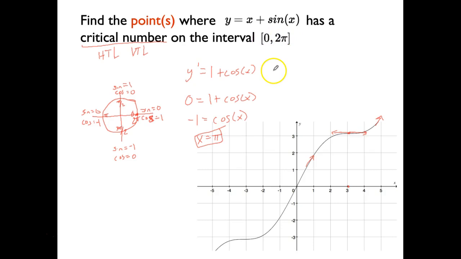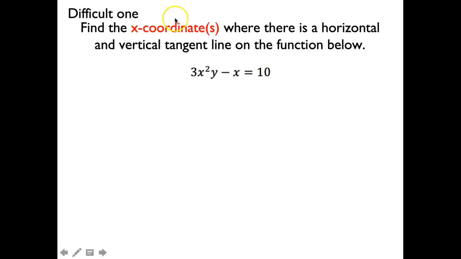Okay, I got one more for you guys. Find the x-coordinates where, and I outlined x-coordinates, where the horizontal and vertical tangent lines are on the function below, okay? Let's just start this out. Now it wants to know where there's horizontal and vertical tangent lines. That automatically means take the derivative, set it equal to 0. So if you're taking the derivative of this, notice it's going to be implicit differentiation.